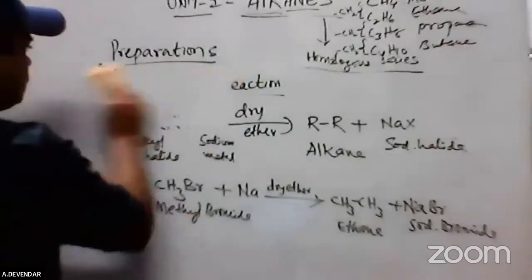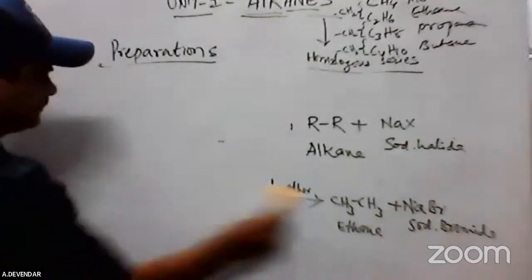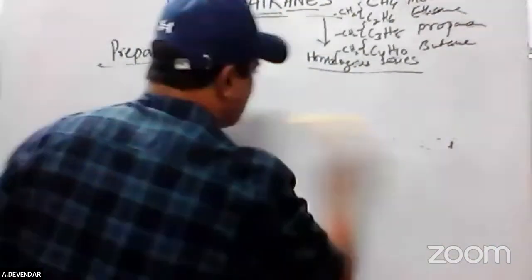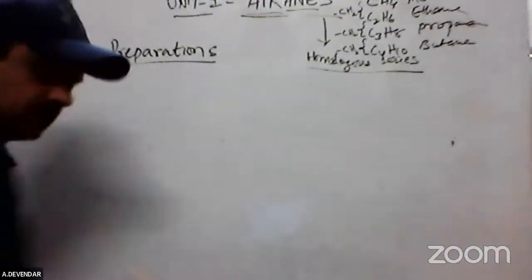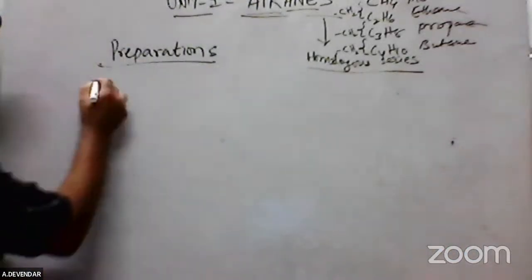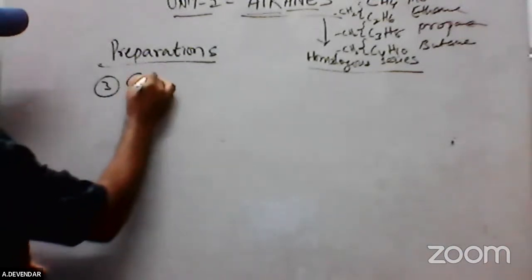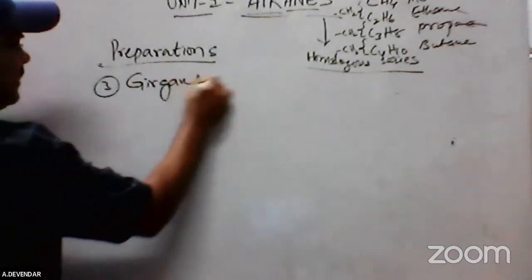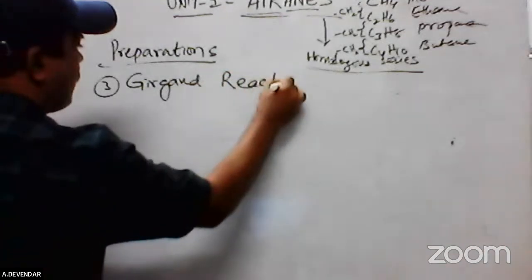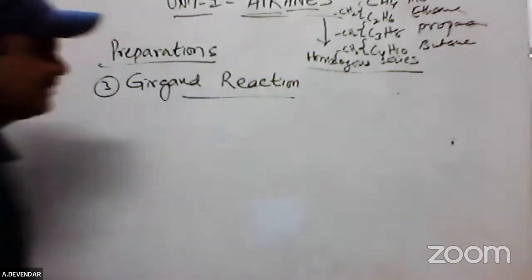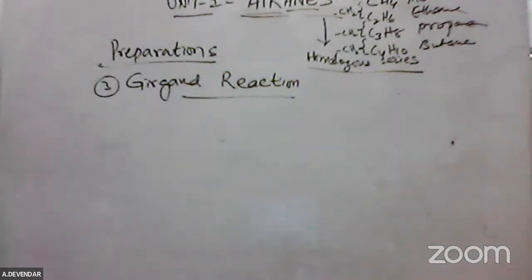Now coming to the third method of preparation. This is also a name reaction. The third is the Grignard reaction. Name reaction means again it is an important one, keep a star mark. What do you mean by the Grignard reaction?